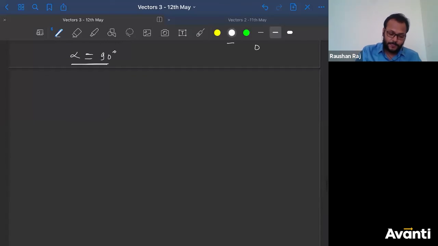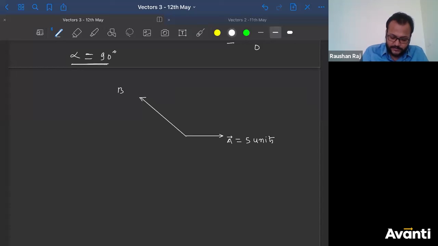देखो डायग्राम दिखाता हूँ. If you're having a vector like this, if this is vector A of 5 units, where should the vector B be? Making an angle of 120 degree with A. तो draw करेंगे. This is what? 10. बड़ा है ना? तो लिखेंगे इधर 10. So let's say vector B is equal to 10 units.